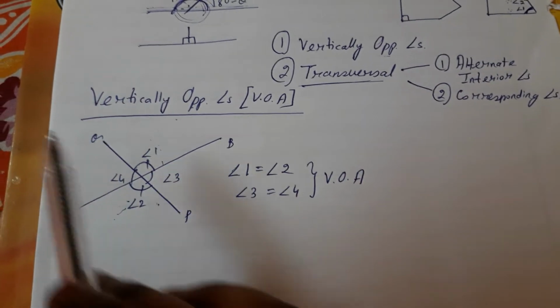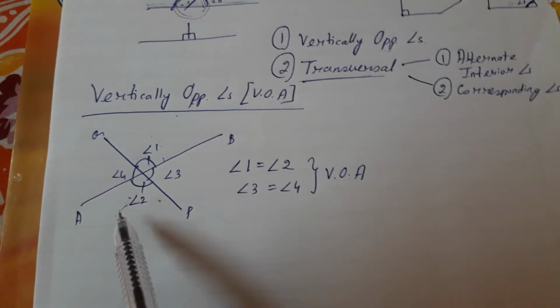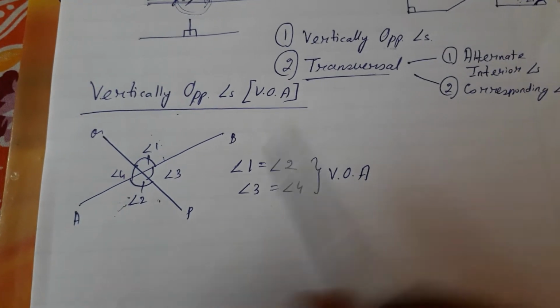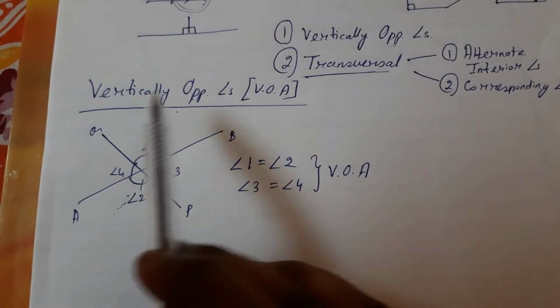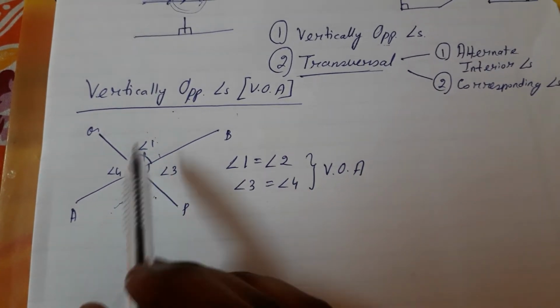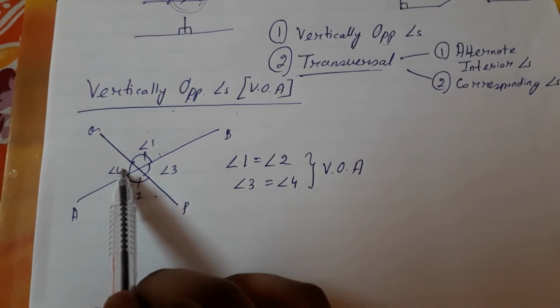Whenever you see lines in this crisscross format, in that case you have to mark the vertically opposite angles. The pair of vertically opposite angles is always equal. See, angle 1 equals angle 2, angle 3 equals angle 4.